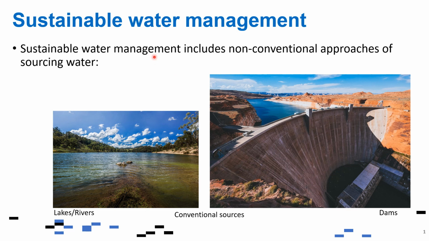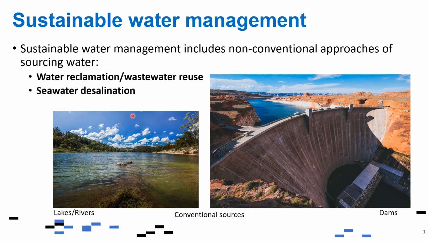So, as a way of sustainable water management, we need to include some non-conventional approaches, as I mentioned. Conventional sources would be, right now, we are using dams as storage for water or reservoirs, and then some lakes and rivers as natural reservoirs as well. But there are some non-conventional or unconventional approaches, and these are water reclamation or wastewater reuse and seawater desalination.